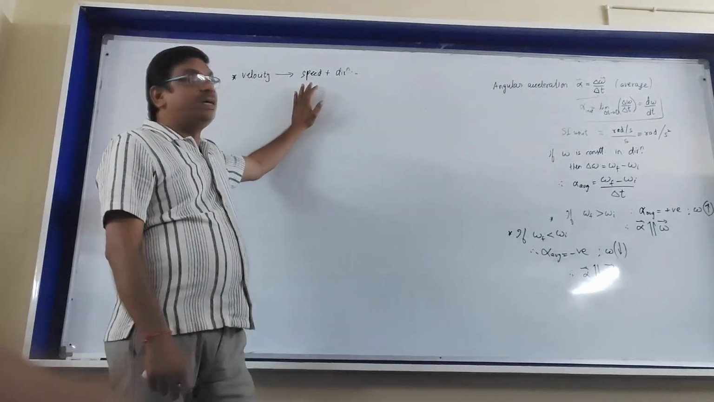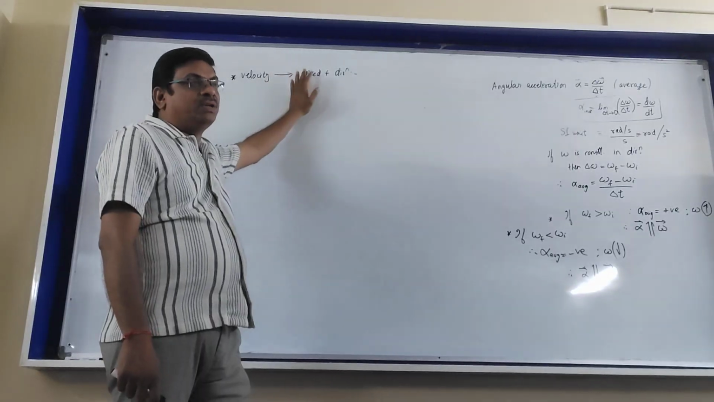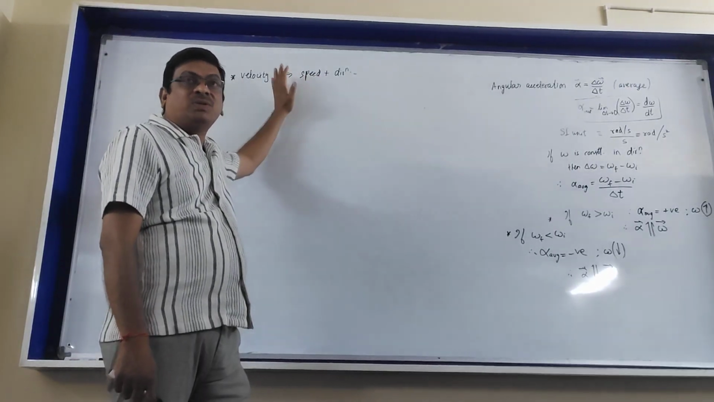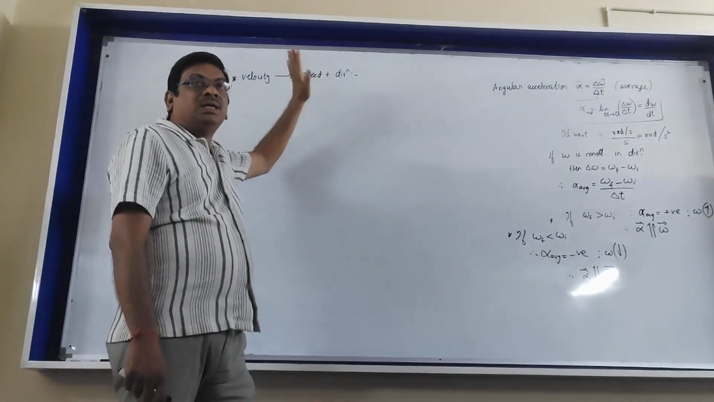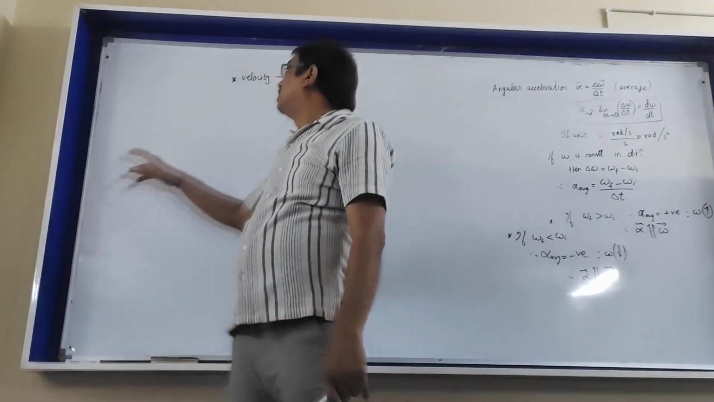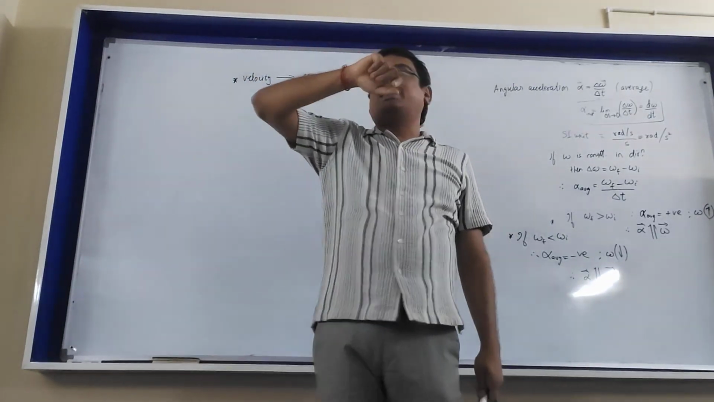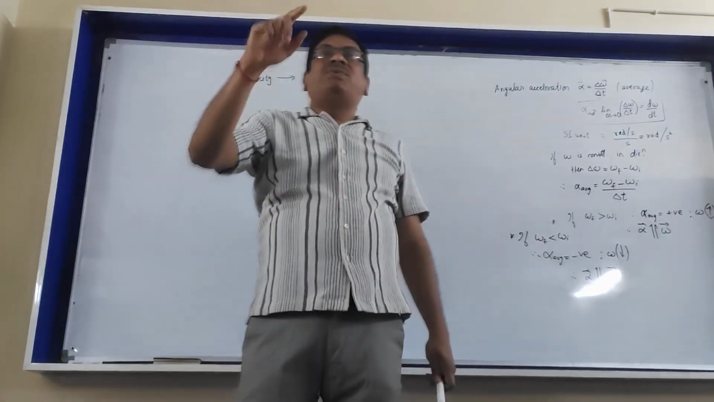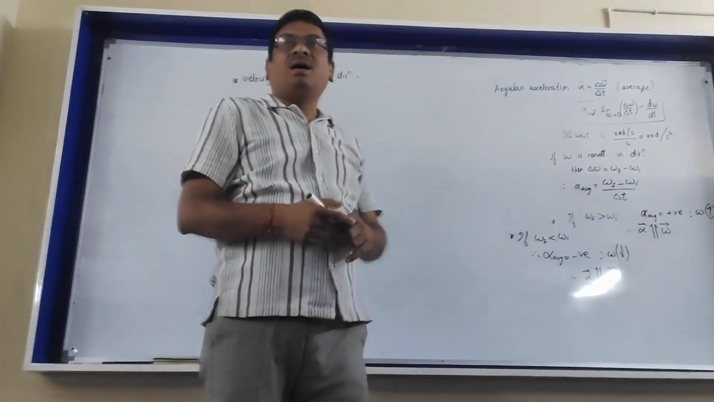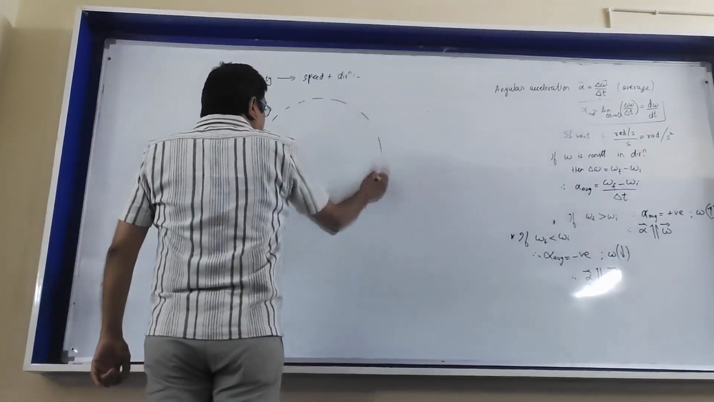So velocity would mean what? Speed and direction both. Velocity being a vector, it has both magnitude plus direction. Now in uniform circular motion, speed is the same, as per definition, but direction keeps changing because direction is always tangential to the curve at that point.